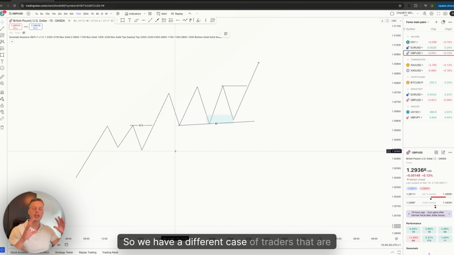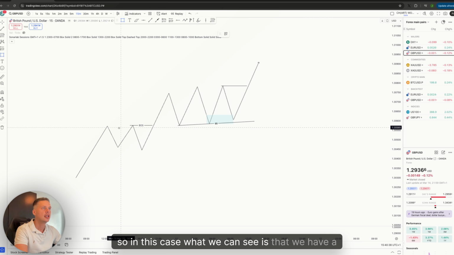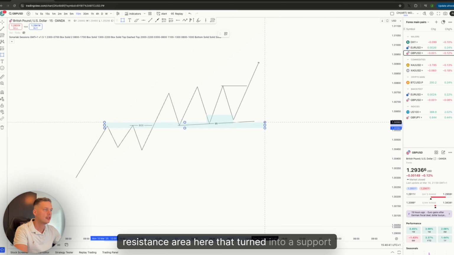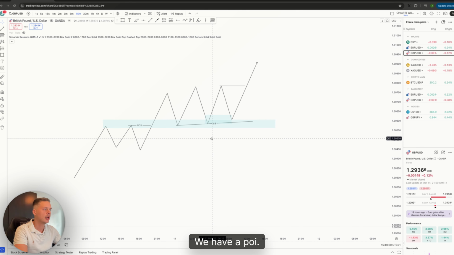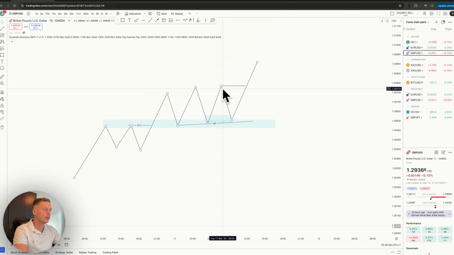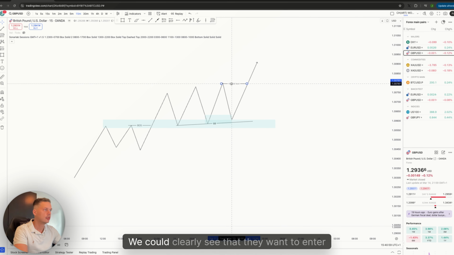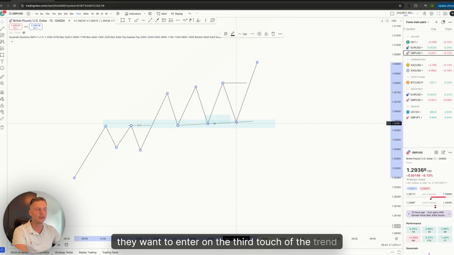So we have a different case of traders that are getting induced in the market when they see confirmation lining up. So in this case, what we can see is that we have a resistance area here that turned into a support area. We have a trend line building up, first touch, second touch, potential third touch. We have a POI. And you can imagine how many traders will be induced in this region. For market structure traders, right, we could clearly see that they want to enter where the POI is. For support traders, they want to enter where the support is, and for trendline traders, they want to enter on the third touch of the trend line.